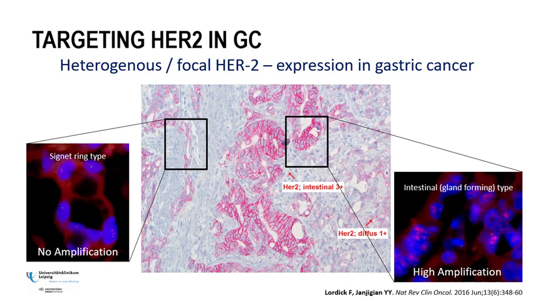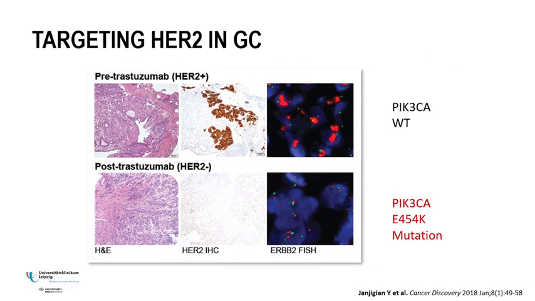In situ hybridization shows exactly the same picture, with parts of the tumor which show a high amplification of the HER2 gene and other parts of the tumor which show no amplification. This heterogeneity ultimately leads to tumor evolution and development of resistance. This has been shown in several working groups.